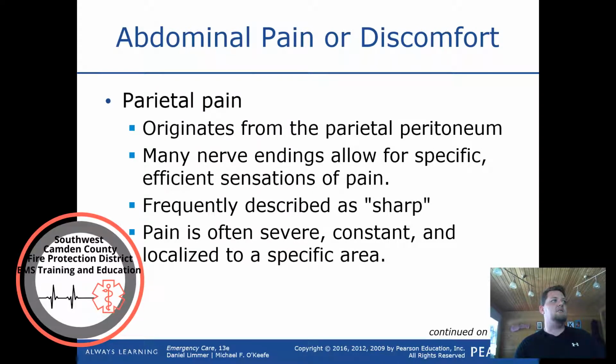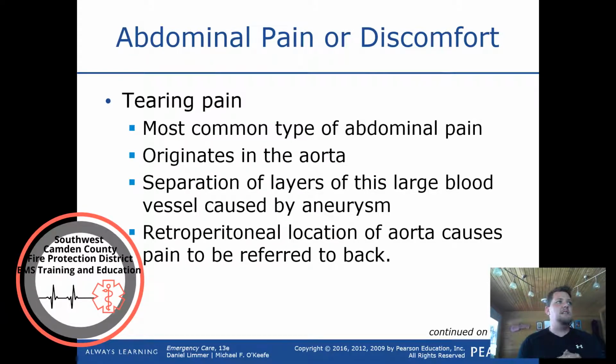Parietal pain originates from the parietal peritoneum. There are many nerve endings that allow for specific and efficient sensations of pain. These are frequently described as sharp, and the pain is often severe, constant, and localized to a specific area. Tearing pain is the most severe type of abdominal pain, and it originates in the aorta. It's caused by the separation of layers of this large blood vessel because of an aneurysm. The retroperitoneal location of the aorta causes pain to be referred to the back.